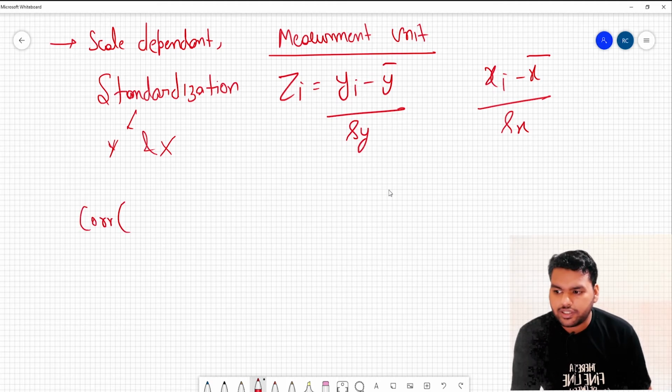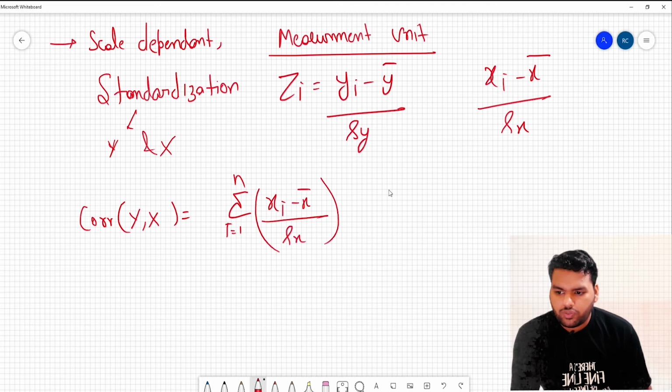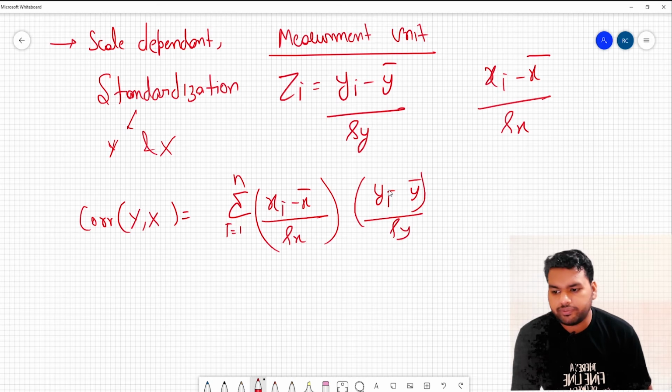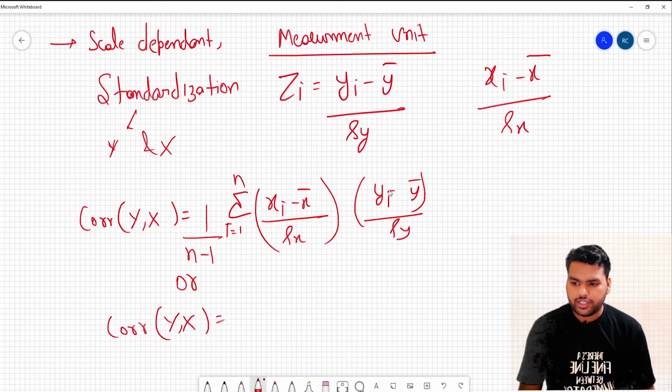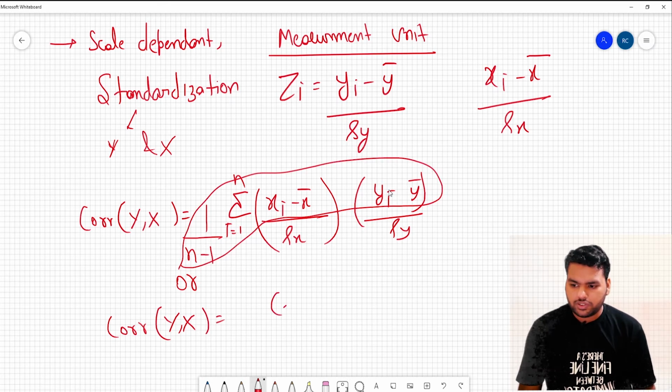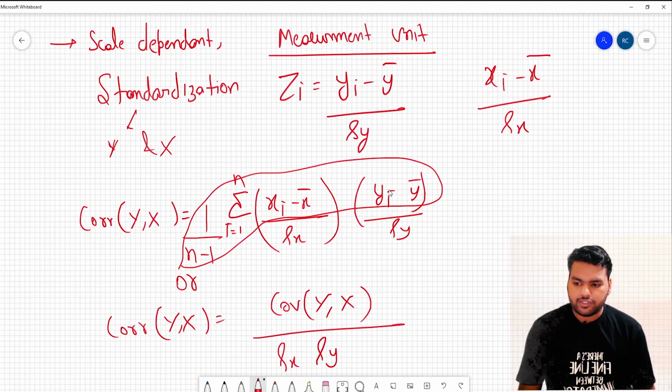So the correlation between y and x is the summation, i equals 1 to n, of xi minus x bar divided by sx, times yi minus y bar divided by sy. So this is the correlation. Also, because we see this term in the covariance too, we can write the correlation as the covariance of y and x divided by sx and sy.